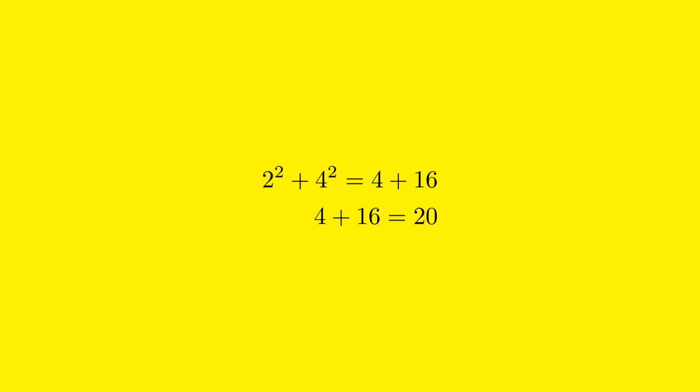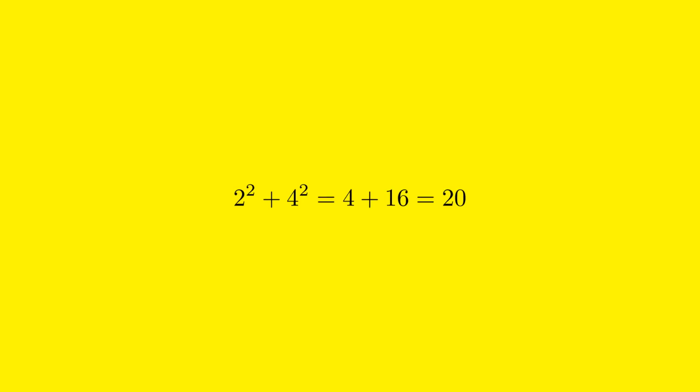Next, we move on to the expression 4 to the power of 2. This means multiplying 4 by itself one time. So 4 times 4 equals 16. Therefore, 4 to the power of 2 equals 16. So far, the expression 2 to the power of 2 plus 4 to the power of 2 has been altered to 4 plus 16. The next step will be to add these two results together.